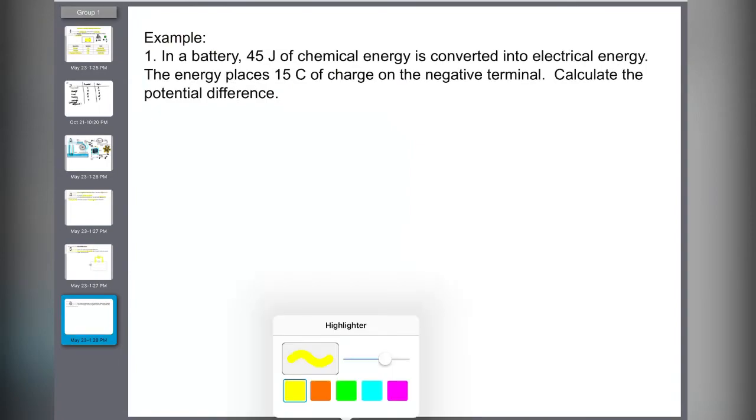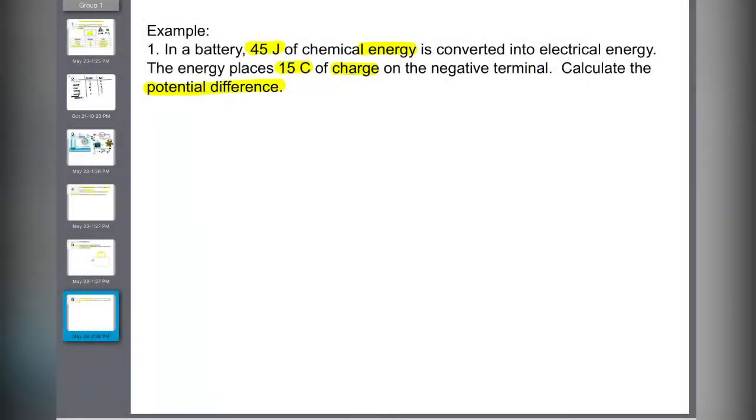Okay, so in the battery, 45 joules of chemical energy is converted into electrical energy. The energy places 15 coulombs of charge on the negative terminal. Calculate potential difference. Recognizing the unit and recognizing the name would be helpful. 45 joules. So 45 joules of energy. So E is 45 joules.